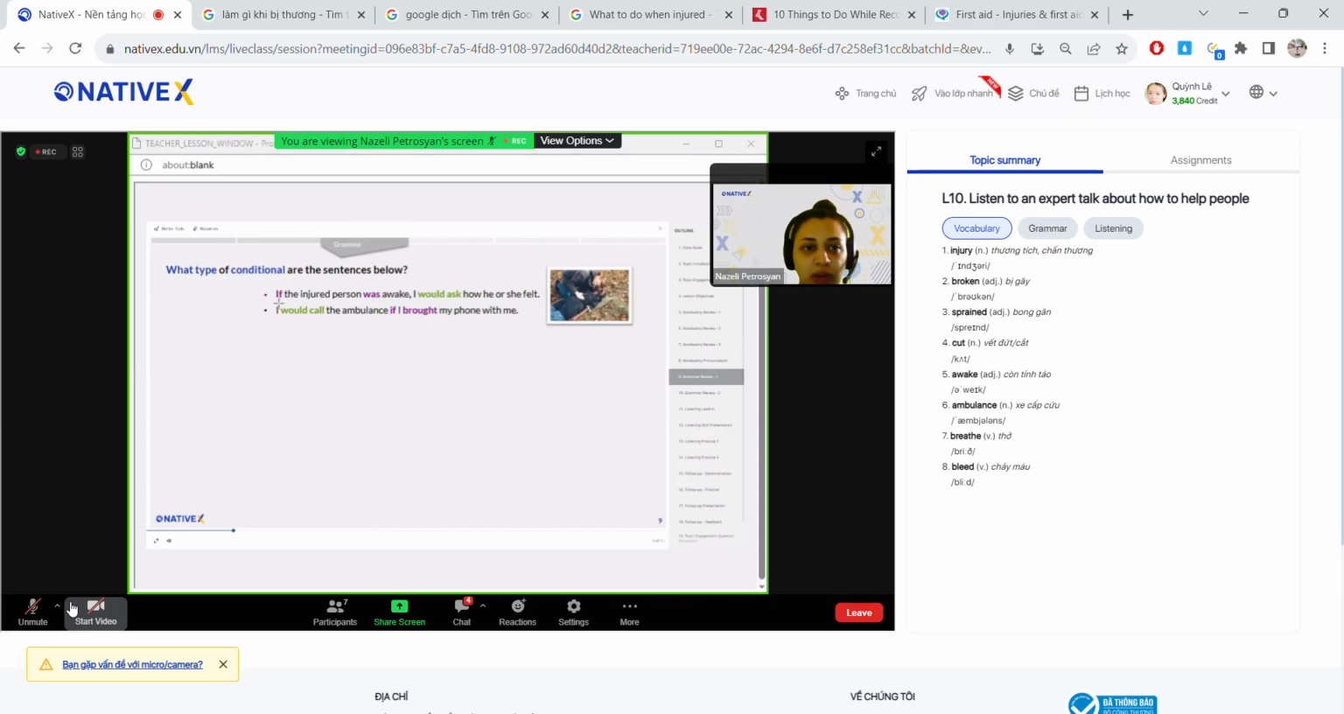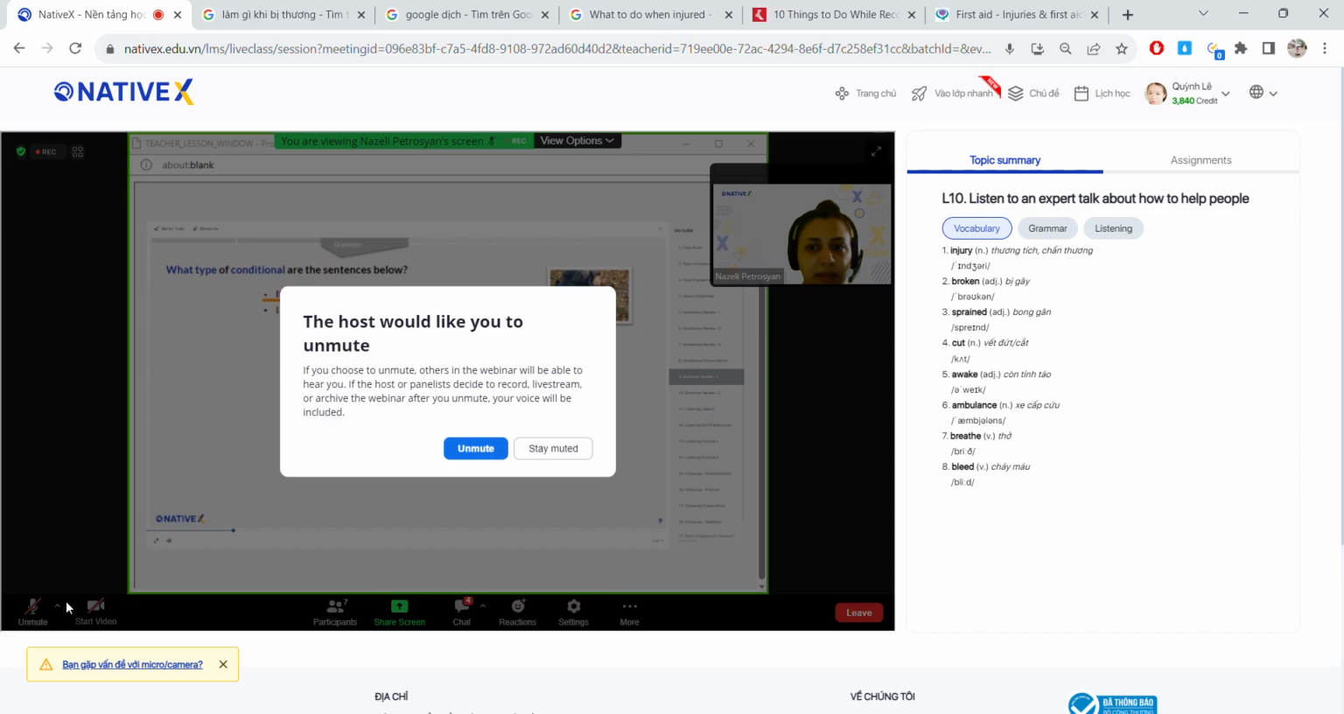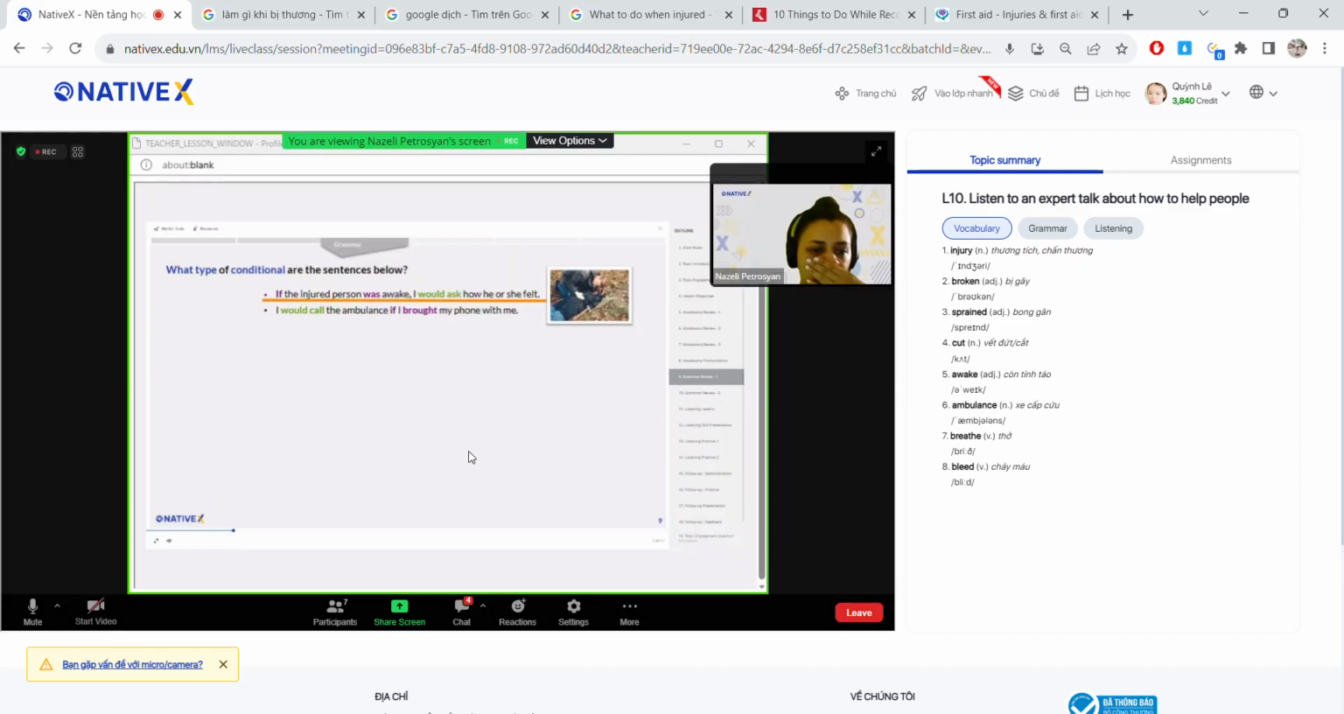Well, number 1, if the injured person was awake, I would ask how he or she felt. Well, here, what type of conditional is sentence 1? What do you think? I think it's second conditional. Okay, good. Quinn, what do you think about the second sentence? Yes, the second one is second conditional. Okay, guys, you're absolutely right, everyone.